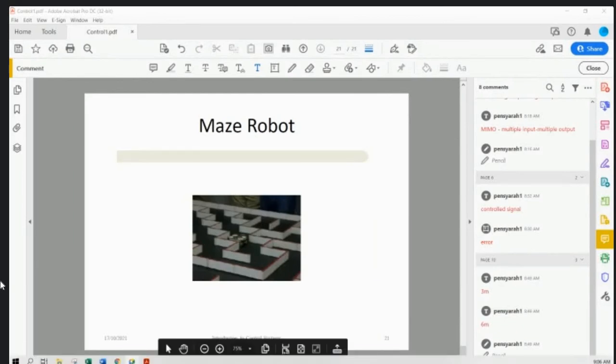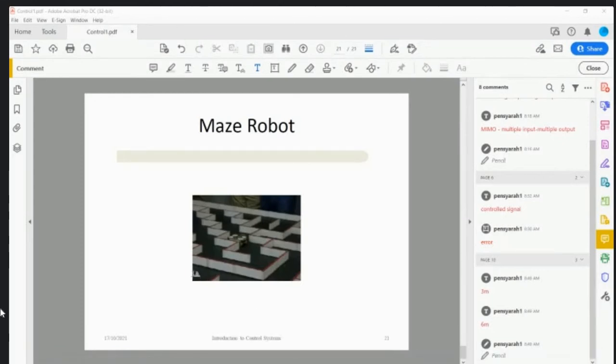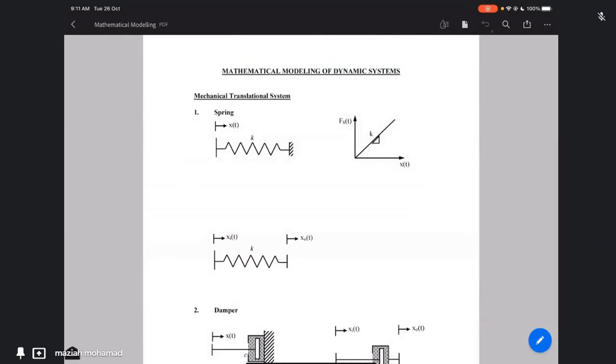All right. I think we stop for 5 minutes before we continue with mathematical modeling, chapter number 2, the first principle method. I already mentioned the first principle method, where we're going to learn about the basic equations of the elements of the system. From there, we can draw a block diagram, and after the block diagram, we'll be able to manipulate it to get the final transfer function of the system.